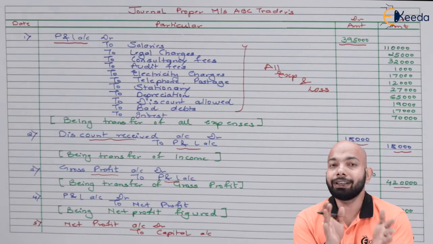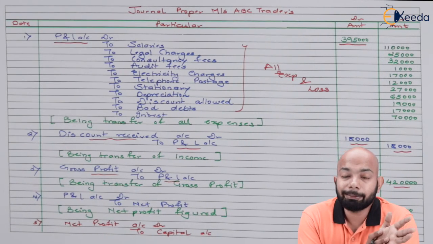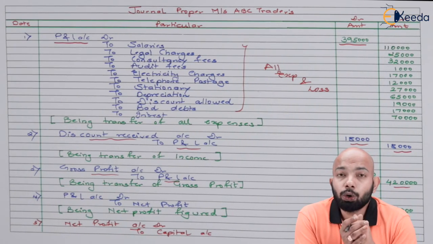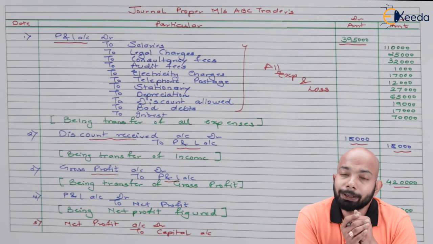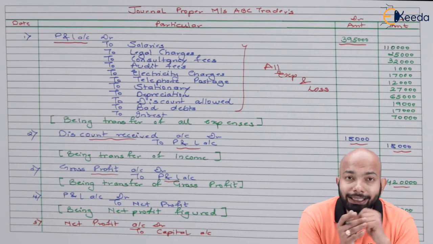Now, after everything was sorted, we figured out the net profit. Net profit was figured out on the debit side. Hence, profit and loss account will be debited and net profit will be credited here. Hence, this amount, whatever we have figured out, is 43,000.